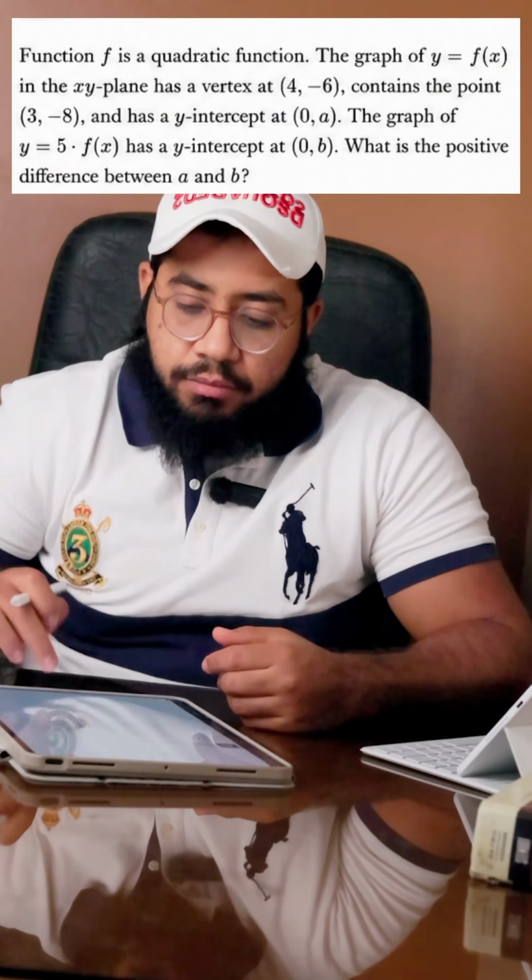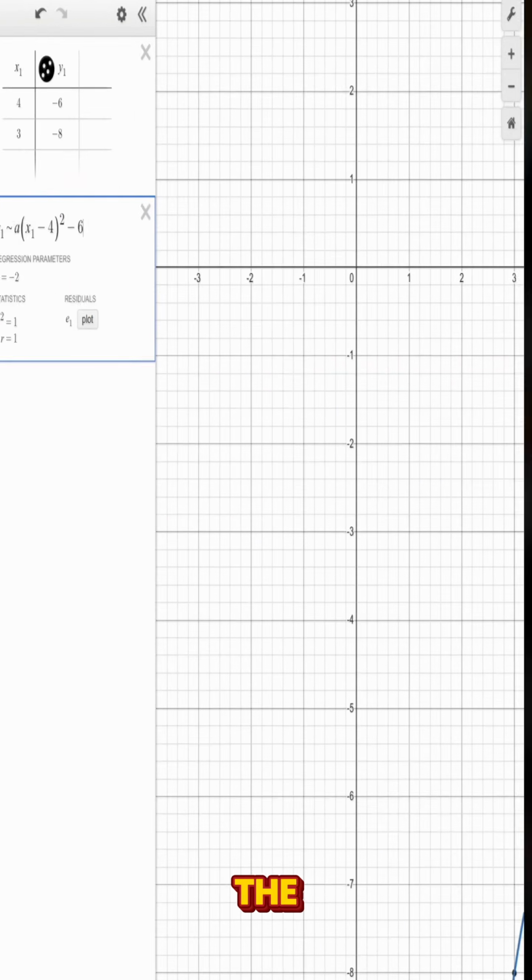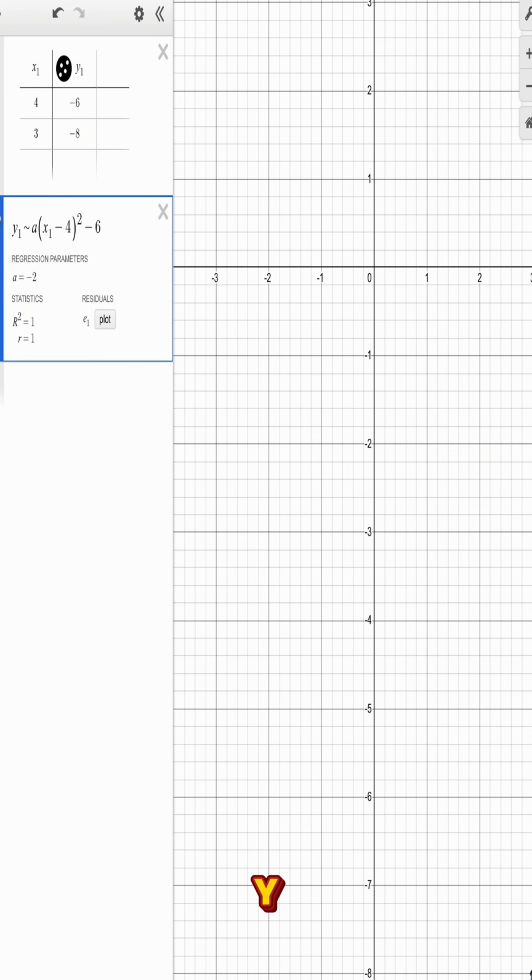So let's see how. This is my function, and this is the vertex form of it. It's y tilde a multiplied by x minus 4 raised to the power of 2 minus 6. I use this form in order to identify the vertex to Desmos. Desmos didn't know the vertex of the function, so I have to identify it to him. That's why I wrote it in the vertex form, and I gave him the vertex, which is 4 and negative 6, in this way. Now he calculated the value of a.